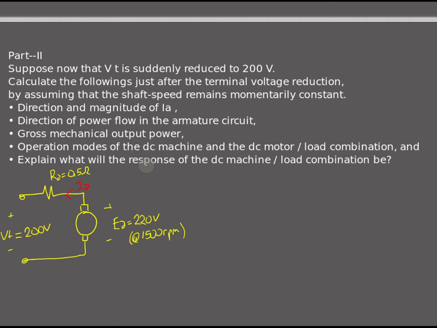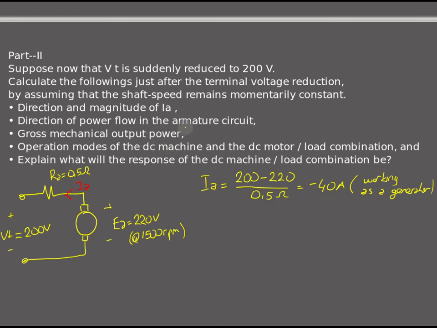So we still have the same parameters, and the field current is constant. Our 220 volts is our EA, and on the other side we have 200 volts as the terminal voltage, so it is easy to calculate IA. IA is equal to, I'm writing it as negative just to show its direction, 200 divided by 0.5 ohm, so that is minus 40 amps, working as a generator. Since our voltage source is capable of bidirectional current, it is technically regenerative braking, so we are getting into regenerative braking with 40 amps.